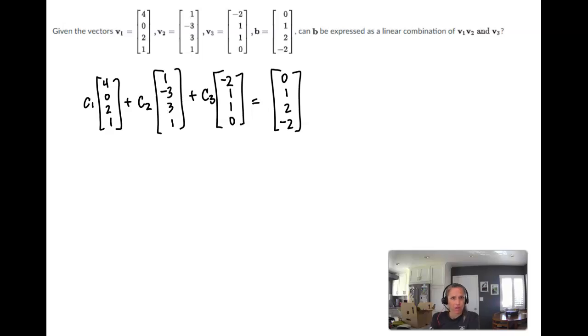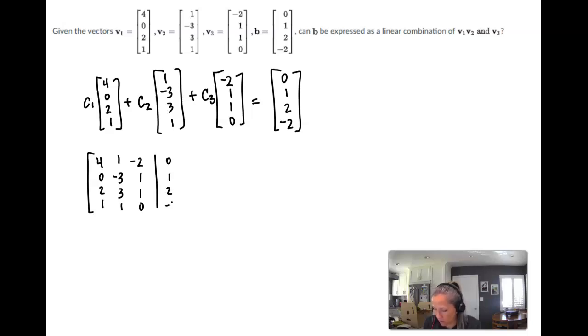And obviously solving a vector equation seems a little bit scary, but we know we can express this as an augmented matrix, so we'll go ahead and just rewrite all of those vectors. It was completely unnecessary for me to write the vector equation. I just did that so we could see that connection between our linear combinations and what we had done before. And then we have our 0, 1, 2, negative 2.